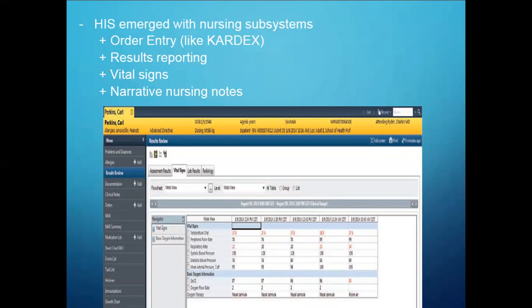So all of this data can now be inputted or presented in the computer. So like the Cardex, you can put the information of the patient, for example, Perkins Carl, the patient, and the results of the laboratory, what are the vital signs. So all this information can now be placed in the computer, okay, using the computerized Cardex.